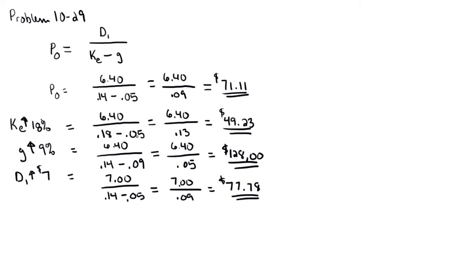You can see that the value of the stock goes up dramatically when the expected growth rate goes up dramatically, and you see that in the stock market when investors believe that the growth of a company is higher than what would be normal. That drives stock value. That makes sense.